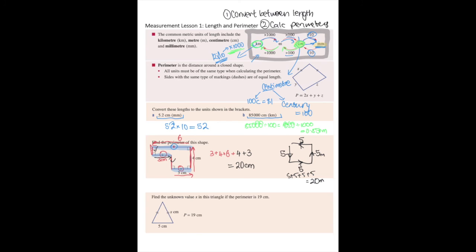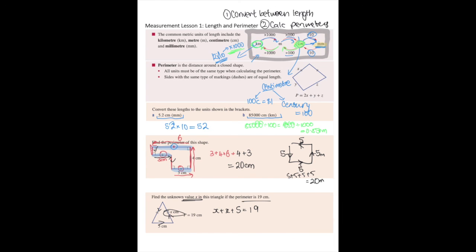So let's look at a little bit of a trickier question. It says find the unknown x if the perimeter is 19. So if you walked around here, the whole way it's 19. But this side's x, we don't know what it is. So let's just write the calculation. It's going to be x plus x plus 5. That's the journey around the triangle. It's going to equal 19. So something plus something plus 5 equals 19.